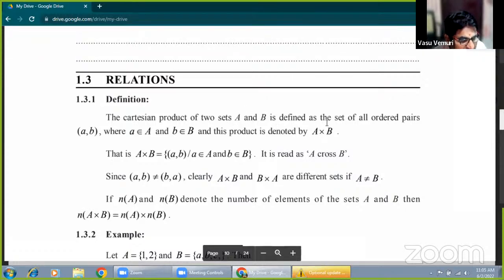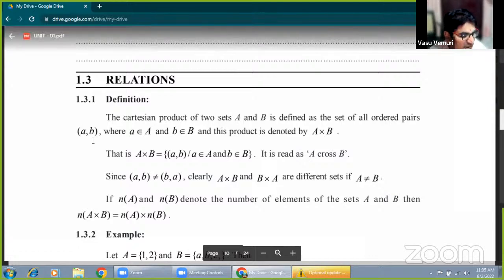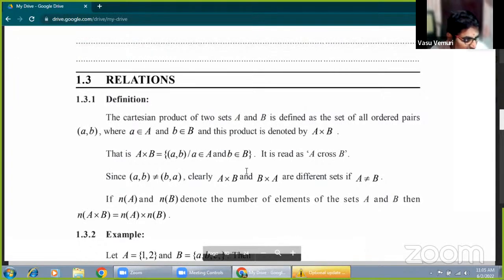What is the relation defined by A and B? A cross B. According to the ordered pair, small a belongs to capital A, that is the first coordinate, and the second coordinate is small b, which belongs to capital B. Those ordered pairs must be given in the set called A cross B. A cross B equals the set of ordered pairs: A1, B1 is one ordered pair, A2, B2, A3, B3 is another ordered pair, and those ordered pairs form the set called A cross B.